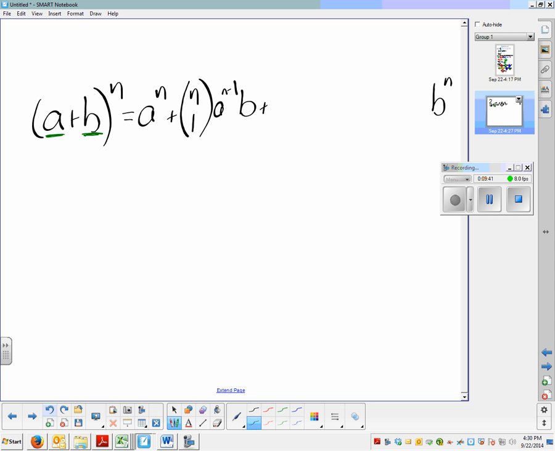The next term will be n choose 2, a to the n minus 2, b squared, until you get to there. So that's the binomial theorem, and it can make expanding out brackets really quick.